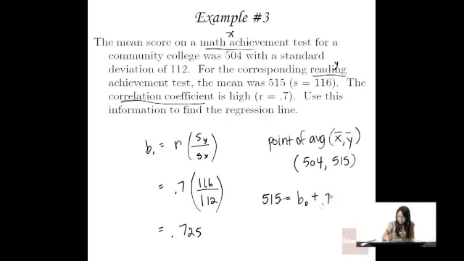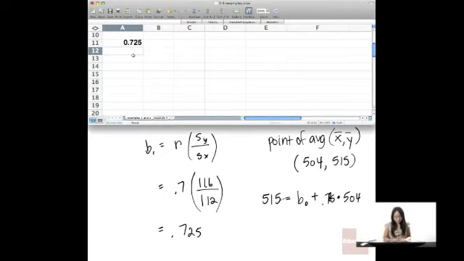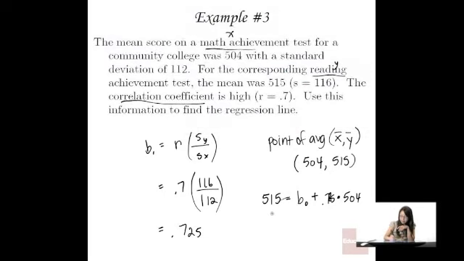And I add that to 0.725 times my x, which is 504, right? So why don't I go ahead and just solve that in here? That's going to be 515 minus 0.725 times 504. Right? And I get 149.6. My B sub 0 equals 149.6.